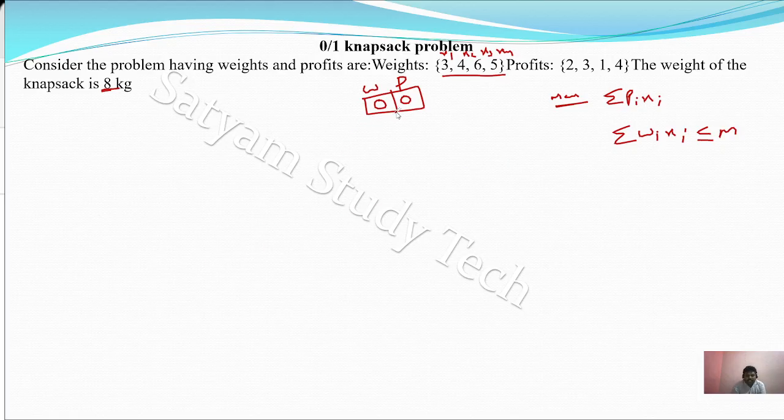Now we check x1. As in the sum of subsets problem, the left side means the object is included and the right side means that particular object is not included. Here x1 is equal to 1, that means you consider that weight, 0 plus 3, that is 3. If you consider this weight, you get the profit 2.